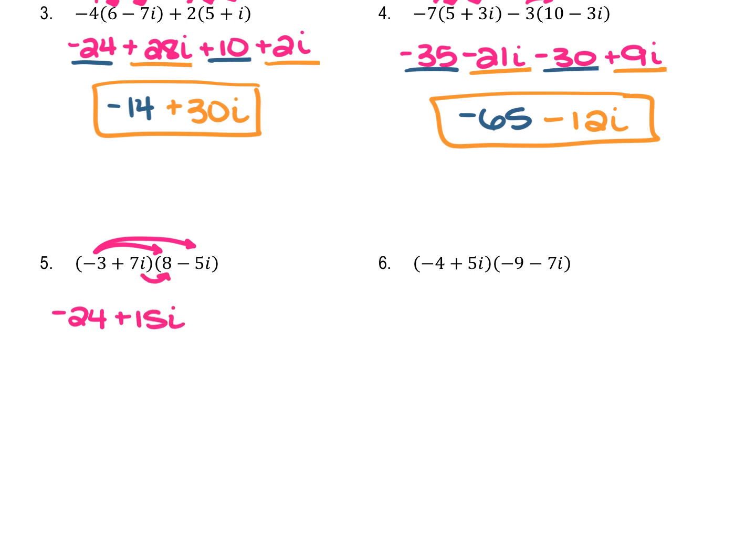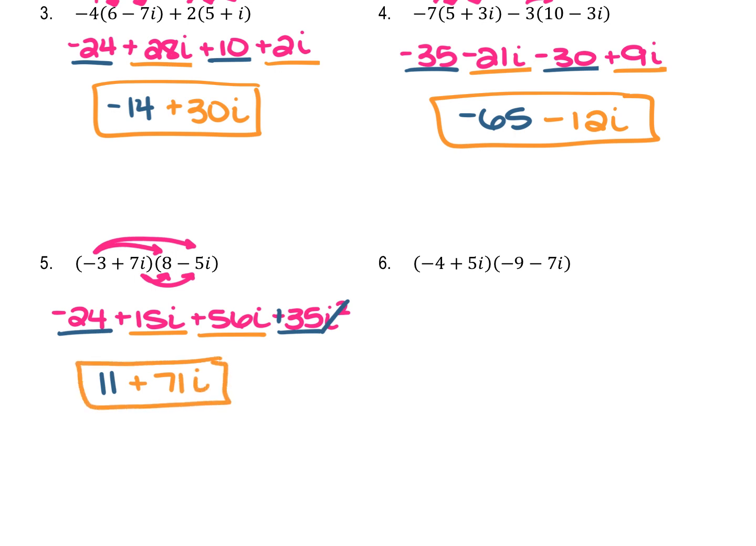Now you'll multiply the 7i into the second set of parentheses. So 7i times 8 is 56i. And then 7i times negative 5i is negative 35i squared. That i squared is negative 1, so it turns the negative 35 into a positive 35. You then have like terms with the negative 24 and the 35, which leaves you with 11. That 15i and 56i will combine to give you a positive 71i. So 11 plus 71i is your answer.